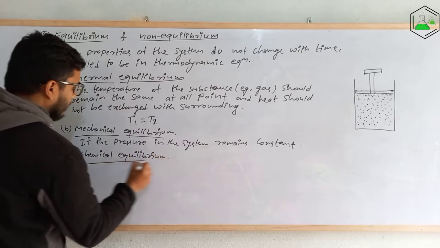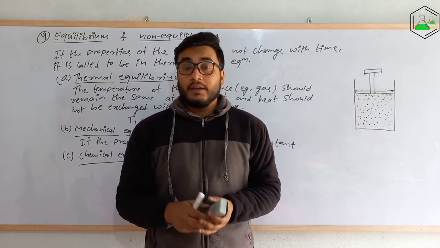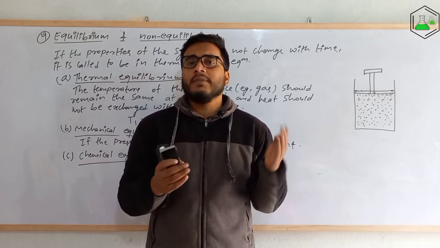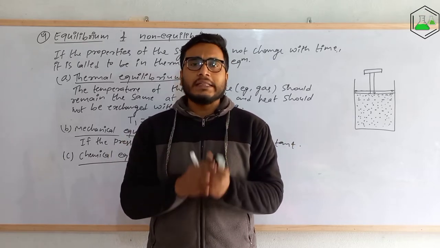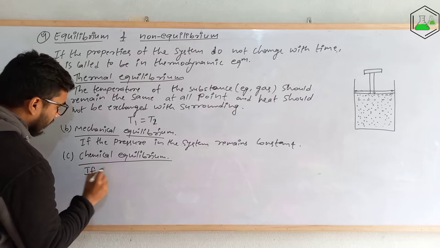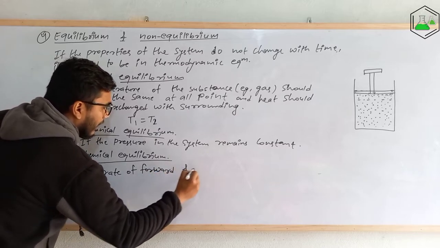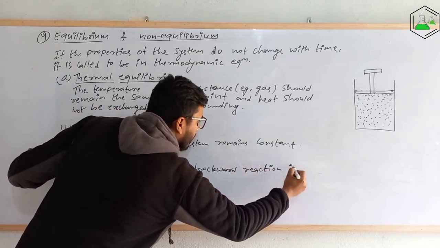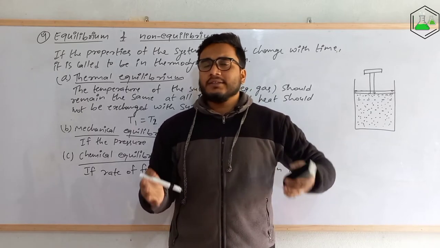Now let us consider, inside the system there are many chemical species or gaseous, obviously. Now they are reacting with each other, then obviously there will be forward reaction, but there should be backward reaction as well. That means if in a system there is forward reaction and backward reaction happening on, and if the rate of forward reaction and backward reaction is equal, then that system is said to be in chemical equilibrium. If rate of forward and backward reaction is same.